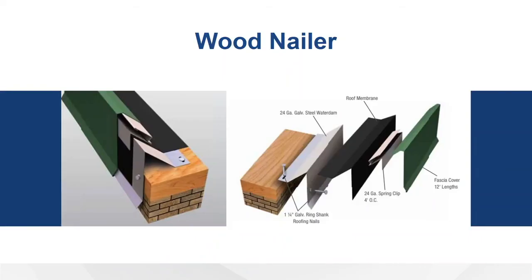Wood nailer. A wood nailer is a solid piece of wood used to provide an effective substrate for some installation details and other roof accessories. Most commonly, wood nailers are used with metal edge details, such as what is shown in the pictures above. Carlisle sells various edge metal profiles, such as what is illustrated in this slide.